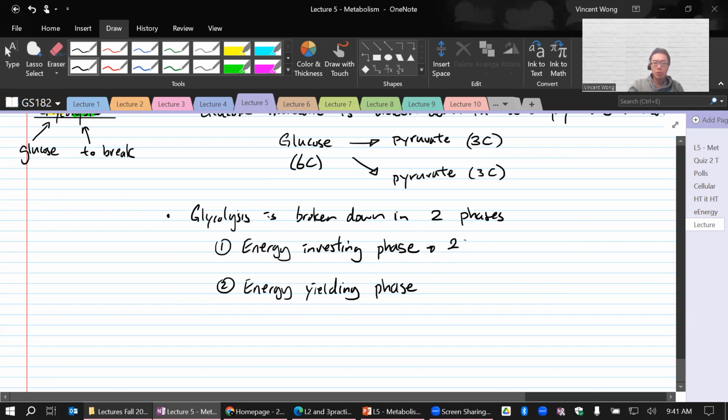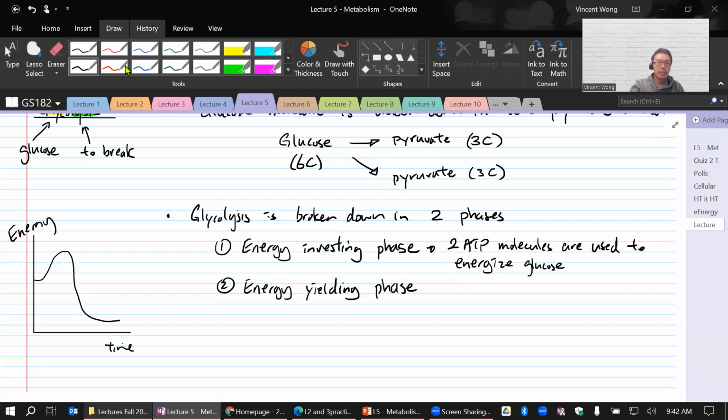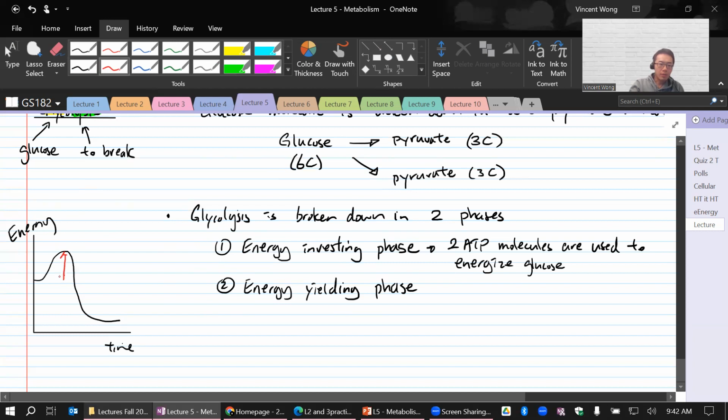So 2 ATP molecules are used to energize glucose. I don't know if you remember, but in lecture 2, I showed you this graph before. This is energy, this is time, and the graph looks like this. Does anybody remember seeing this? What do we call this part of the graph? What kind of energy was that? Do you remember?